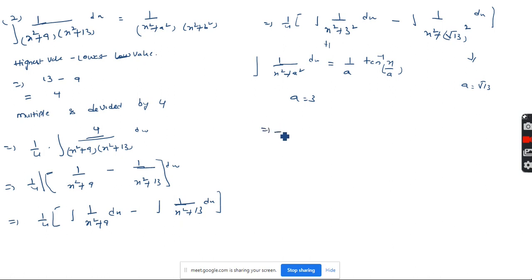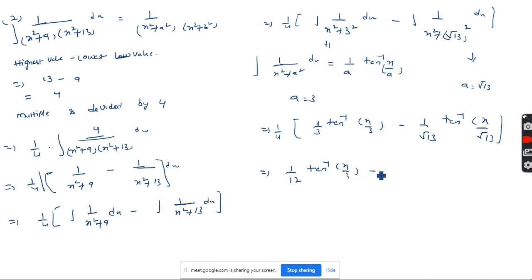Therefore it can be written as 1/4 into 1/3 tan inverse x/3 minus 1/root 13 into tan inverse of x/root 13. Next, multiplying by 4, we get 4 into 3, that is 12, tan inverse of x/3 minus 4 root 13 tan inverse of x/root 13. After completion we can add c.